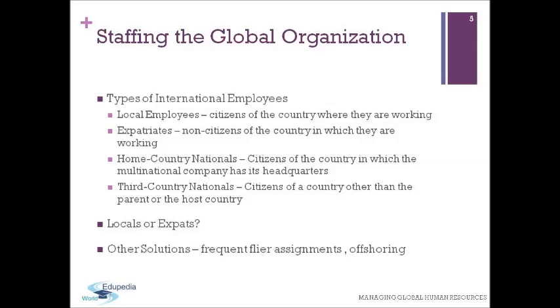Then we have offshoring. Offshoring is an important international staffing issue. And offshoring means having local employees abroad to do the jobs that the firm's employees previously did in-house. And offshoring is also increasingly popular.